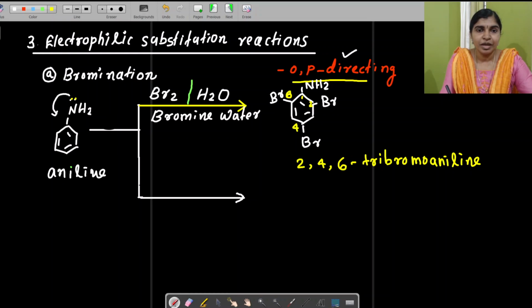Okay. So in order to get the mono substituted product, you have to do a reaction, that is first you have to carry out the acetylation. How will you carry out the acetylation? See, so നമുക്ക് ഇവിടെ ട്രൈ സബ്സ്റ്റിറ്റ്യൂട്ടഡ് പ്രോഡക്റ്റിന് പകരം മോണോ സബ്സ്റ്റിറ്റ്യൂട്ടഡ് പ്രോഡക്റ്റ് കിട്ടാനായിട്ട് എന്ത് ചെയ്യണം? We have to carry out the acetylation first. How will you carry out the acetylation?